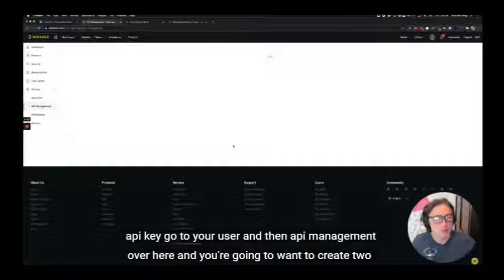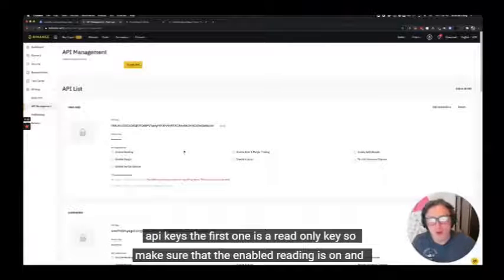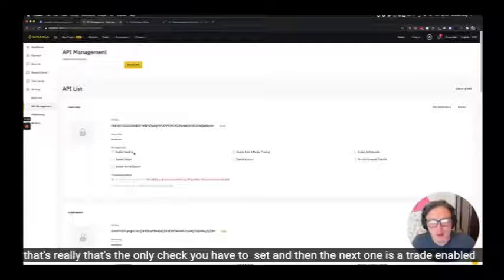And you're going to want to create two API keys. The first one is a read-only key. So make sure that this enable reading is on, and that's the only check you have to set.